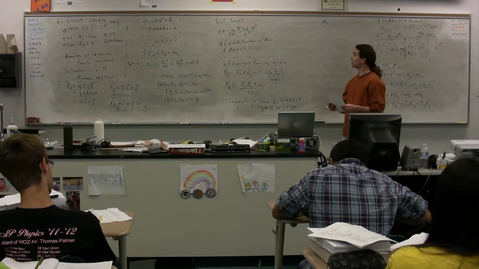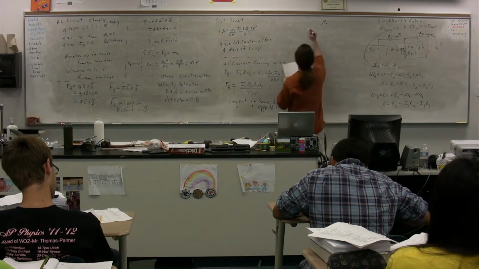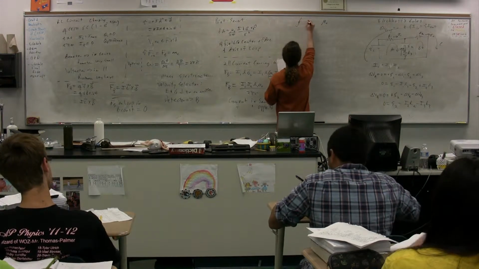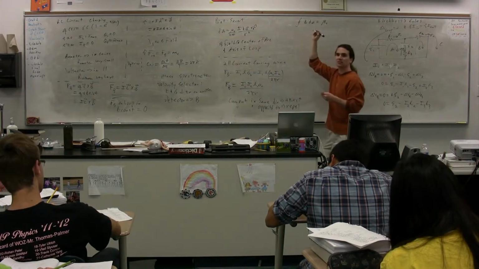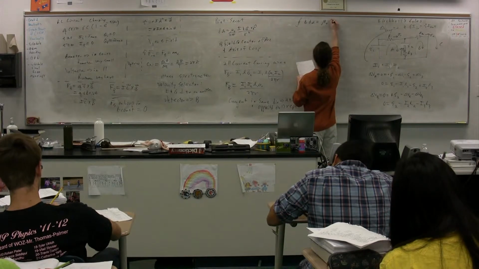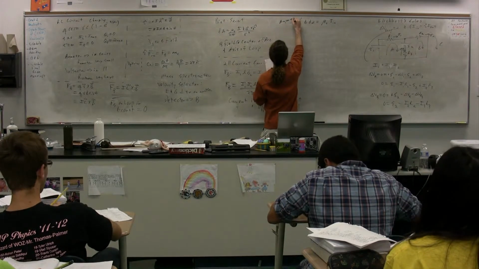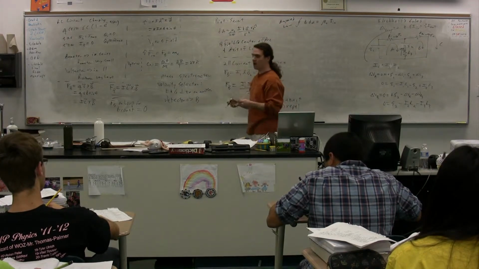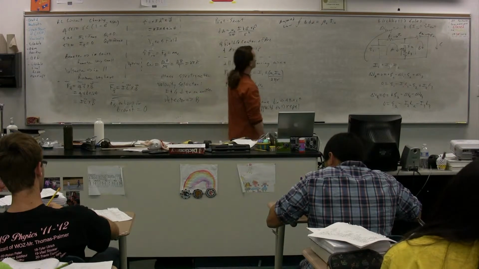It's a closed loop integral. B dot ds equals mu naught times the current inside the Amperian loop. So we have Ampere's Law. In order to use Ampere's Law, we need to draw our Amperian loop. And you can see we're going to use this equation.